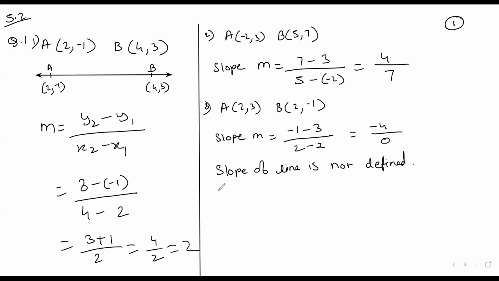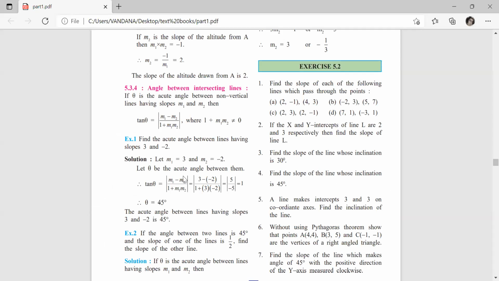Whenever the slope of line is not defined, therefore the line is parallel to y-axis, because slope of y-axis is also not defined. So whenever the slope of any line is not defined, the line is said to be parallel to y-axis. Similarly, let us take the fourth one. Fourth is (7, 1) and (-3, 1). A is (7, 1). B is (-3, 1).